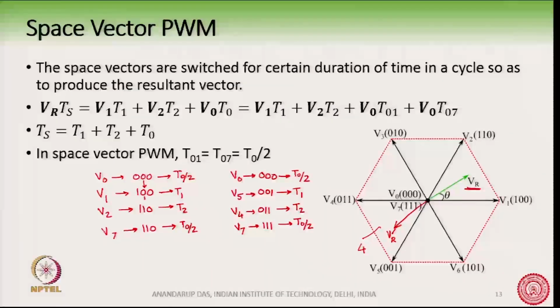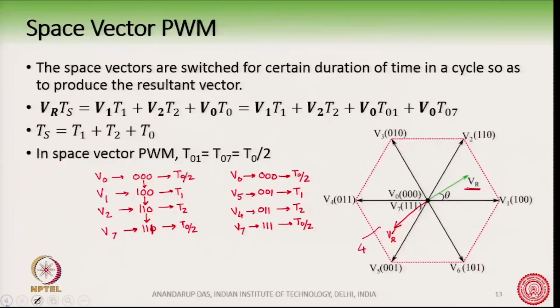Similarly, when we go from 1 0 0 to 1 1 0, or when we go from 1 1 0 to 1 1 1, then also we see that each time we have only one switching transition. This is always maintained in space vector PWM.